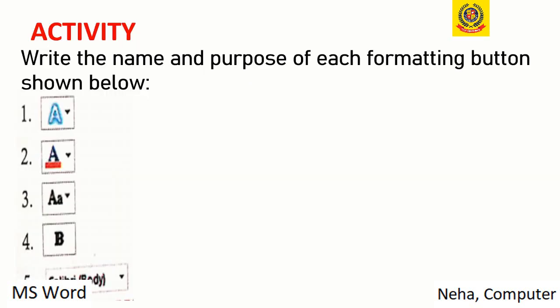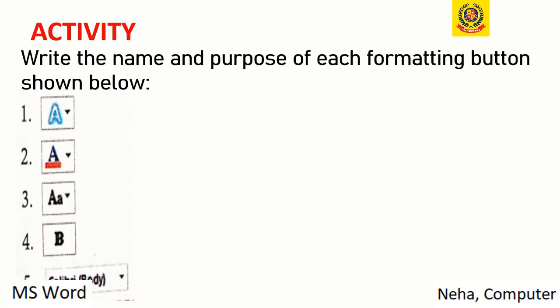Now let's do the activity which is on page 57 in your computer book. You have to do this activity in the book itself. The activity is to write the name and the purpose of each formatting button shown below.